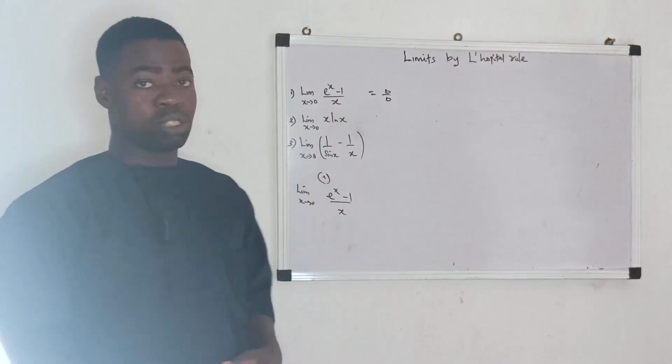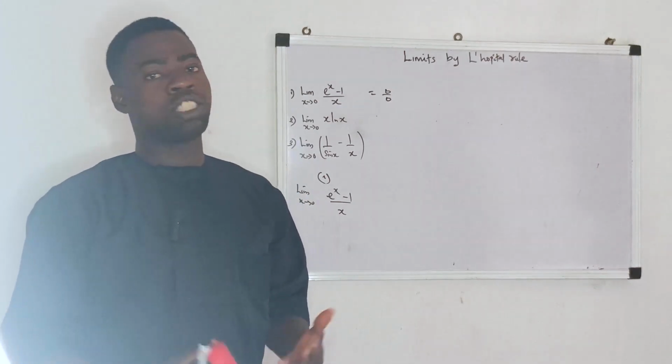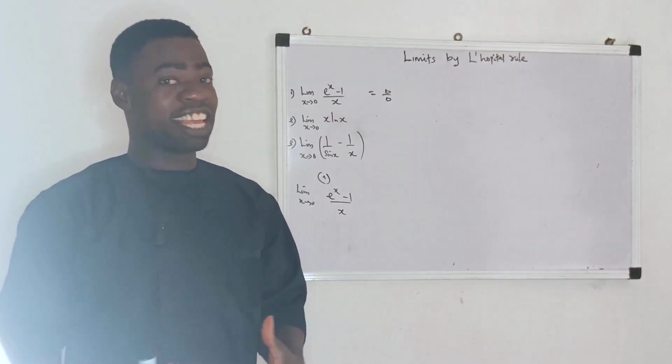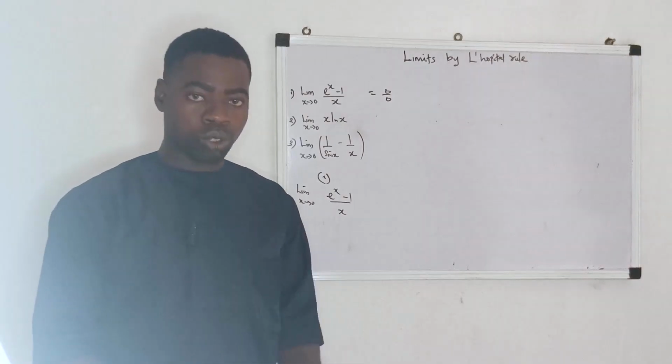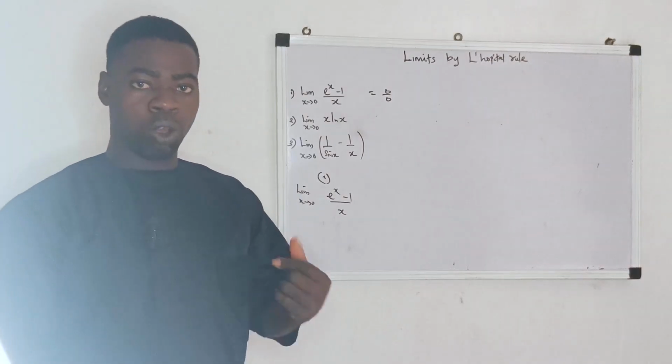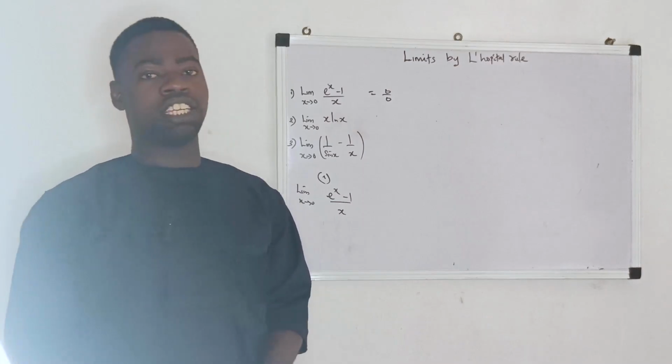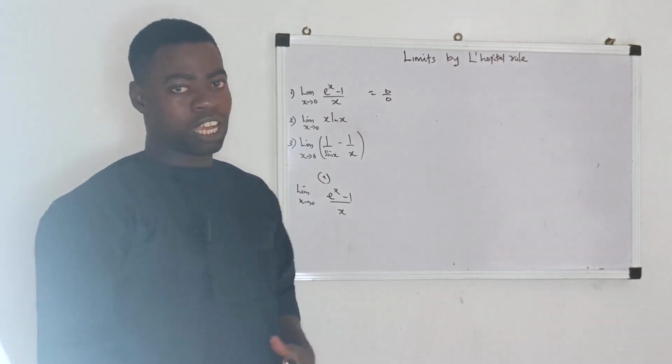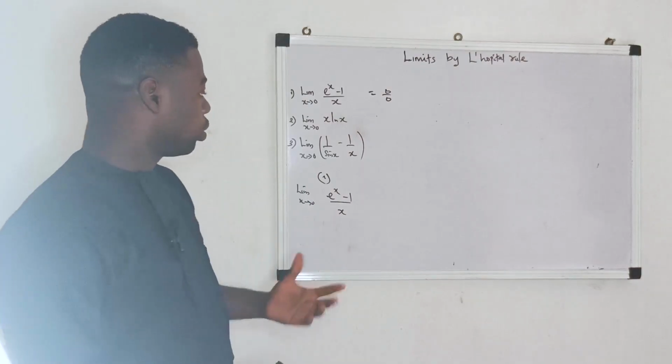The function you have there is a special function, e raised to the power of x. Special functions, you cannot simplify that any further than that. And that means you cannot also use the method of simplification. So we then resolve to the method of L'Hopital rule. How do we go about that? So let's go.